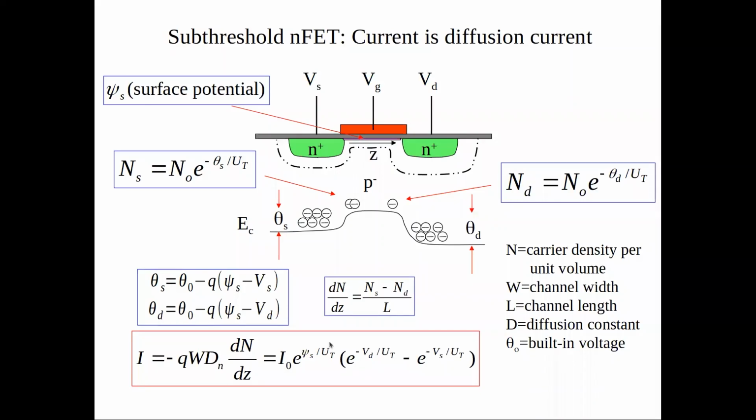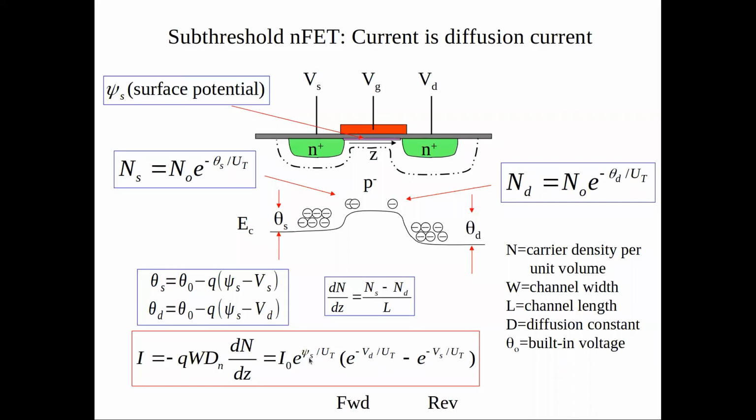But it's important to notice that the current through the channel here depends on the surface potential, which is like opening or closing the sink, and then the difference between the voltage on the source and the drain. So these exponentials basically tell you what is the difference on the two sides. And the surface potential is telling you how high is the barrier, so how much I'm opening or closing the flow of carriers.